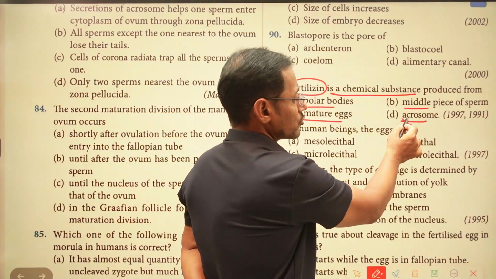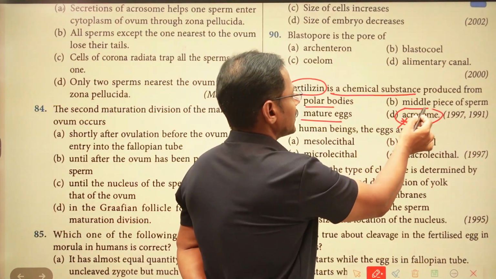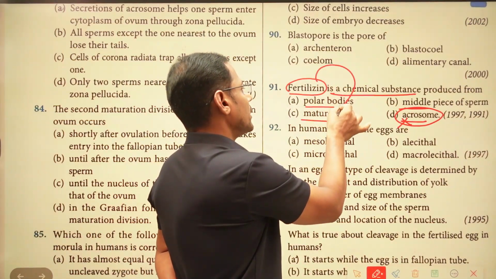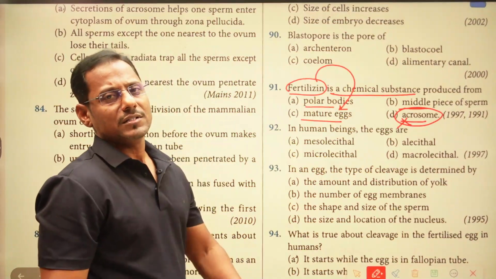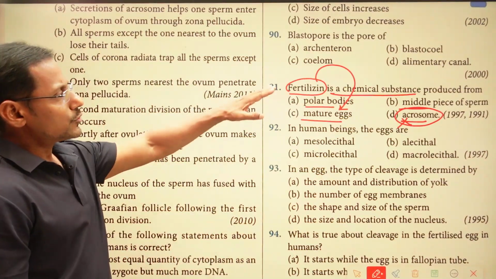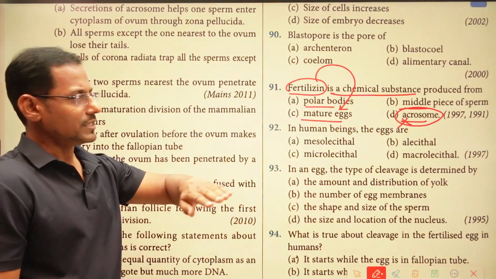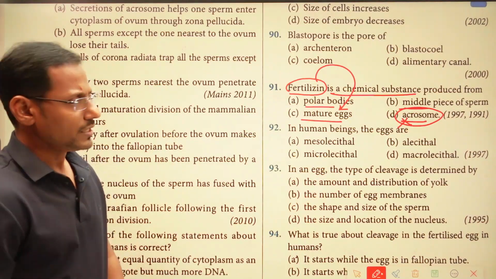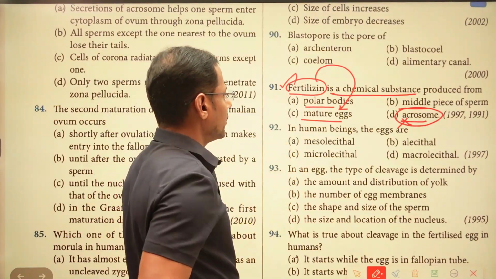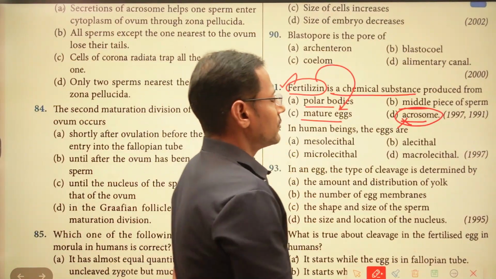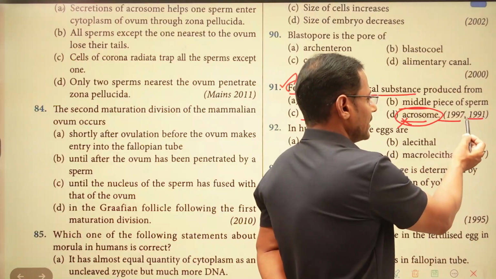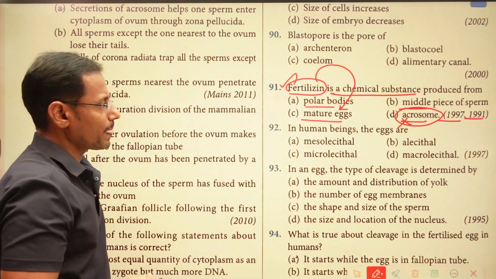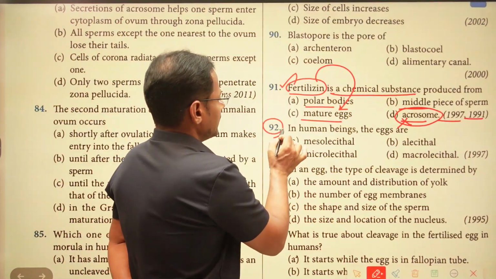So acrosome, leave it, because this is entirely related to sperm. So this is released by the mature egg in order to attract the sperms, right? So fertilizin is a chemical, or a substance, which is released by matured eggs, right? Remember this one. Actually it was asked in 1997, 1991, so it may be present in those books. Again, we'll see the 92nd one.